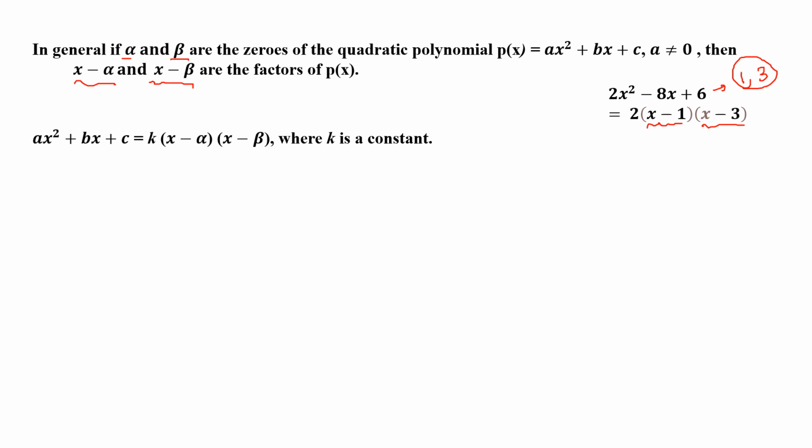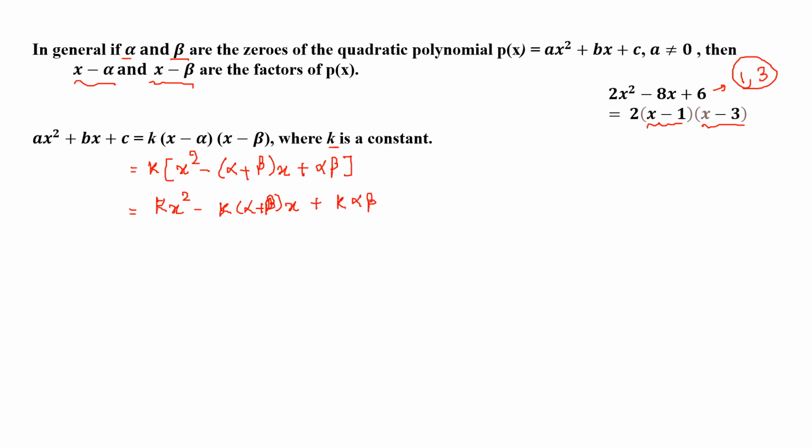So I can write ax square plus bx plus c in the factorized form as k times (x minus alpha) into (x minus beta), where k is a constant. Now further, if I multiply x minus alpha and x minus beta, I will get x square minus (alpha plus beta)x plus alpha beta, right? Now I'm going to multiply this by k. So it will become kx square minus k times (alpha plus beta)x plus k alpha beta. Okay.